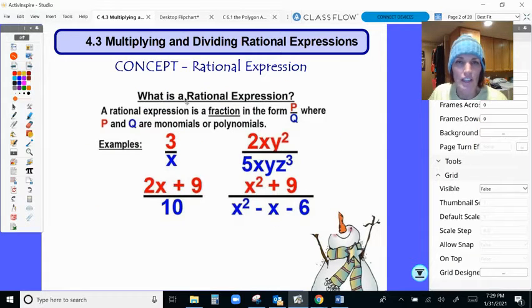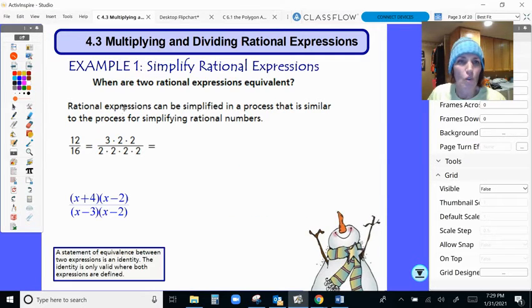All right, so first of all, what is a rational expression? It's an expression that is a fraction of the form p over q, where p and q are both monomials or polynomials of some form. So these are all examples of rational expressions. They're in fraction form. Each fraction has some sort of monomial or polynomial, and so these are all rational expressions. Simplifying rational expressions is basically writing an equivalent expression.